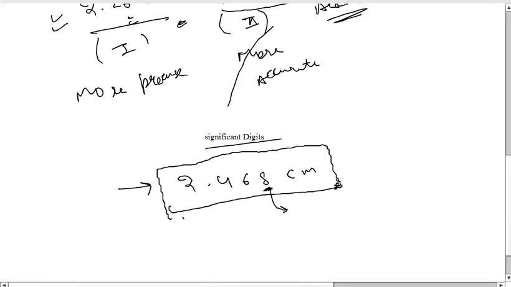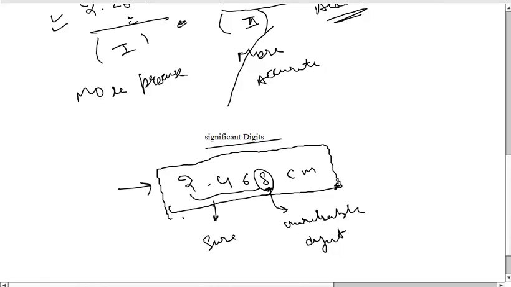So significant digits are the number of digits in a measurement. One is the sure digits. These three are the sure digits. This is the uncertain digit. So you can write it here: this is your sure digits or the sure numbers, and this is your unreliable digit. Okay, is it done?